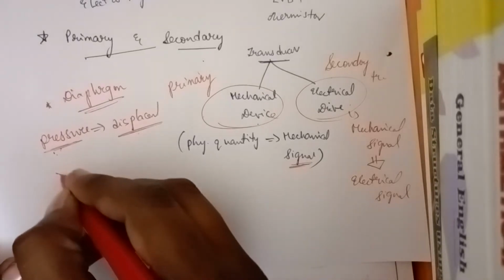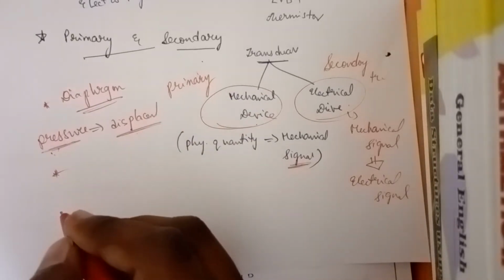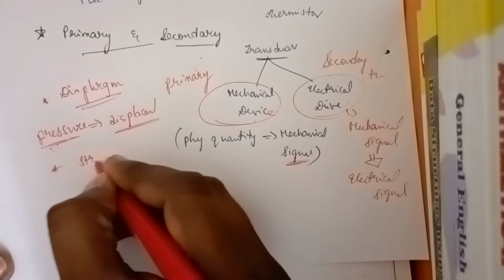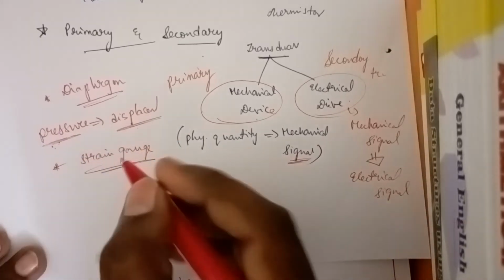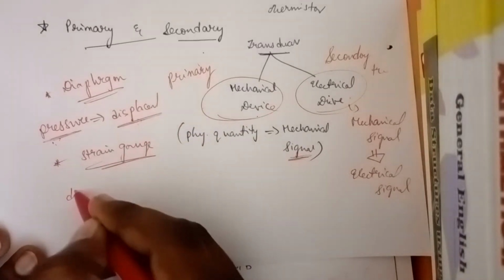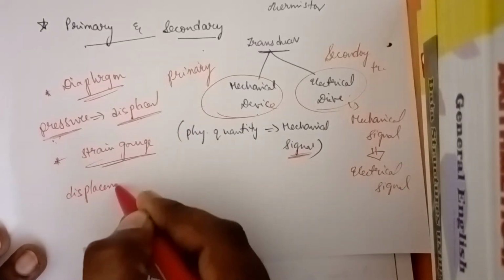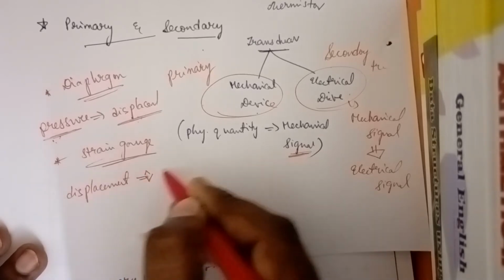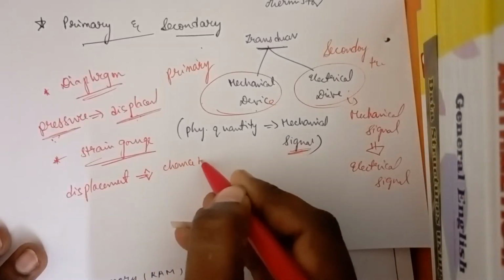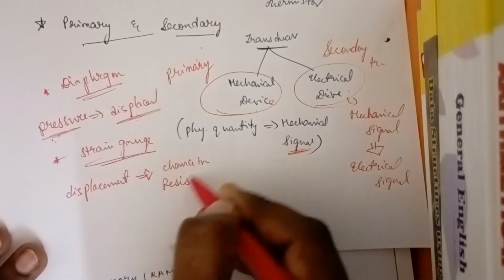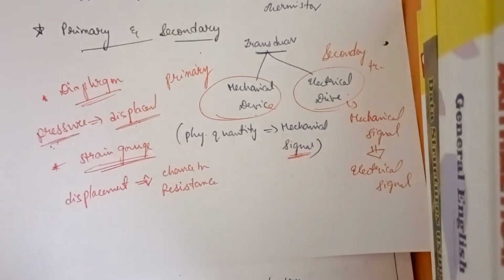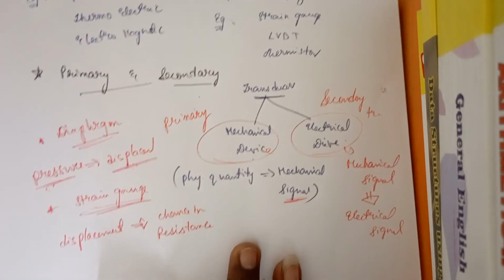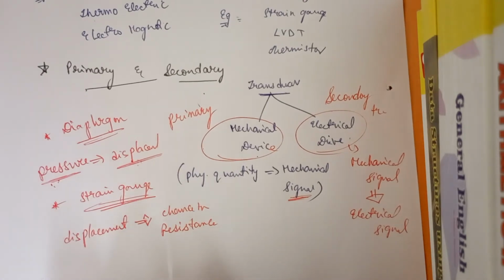Okay, so next is the secondary transducer. For a secondary transducer we can take the example of a strain gauge. The strain gauge converts the displacement produced into a change in resistance. So therefore the strain gauge acts as a secondary transducer. Okay, so this is the second type of classification of transducers, that is primary and secondary.